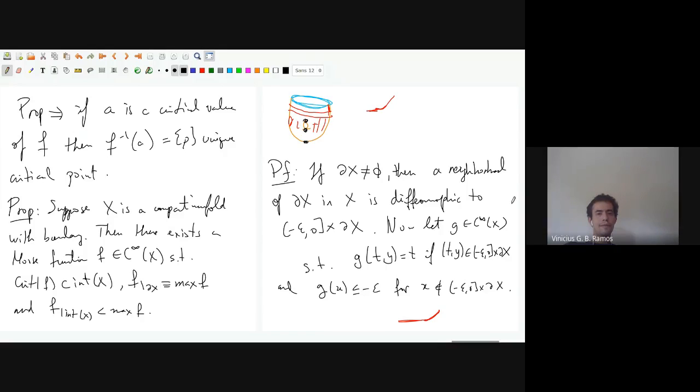It's not a critical point. I mean, only a local maximum is a critical point. But a global maximum doesn't have to be a critical point.